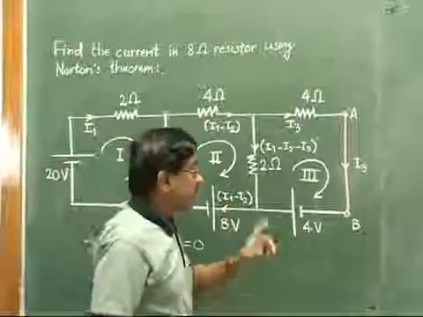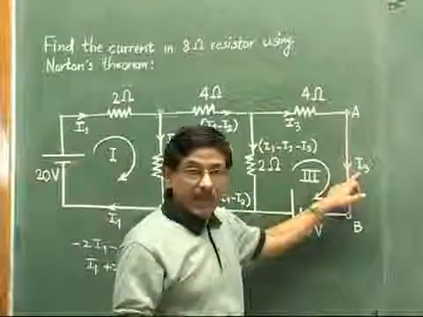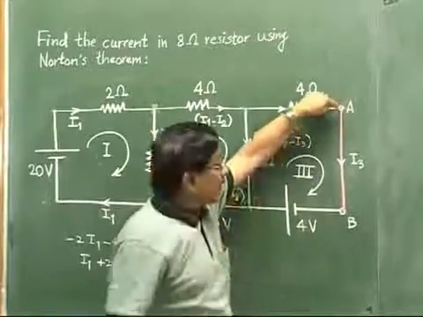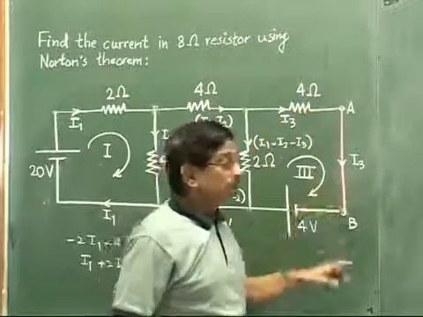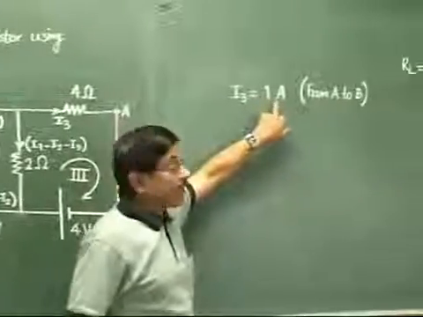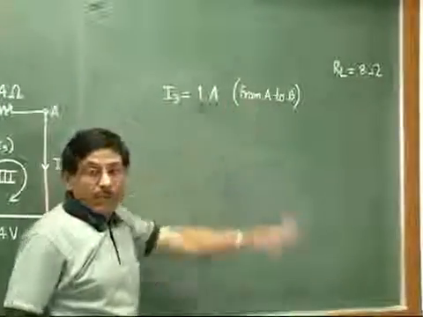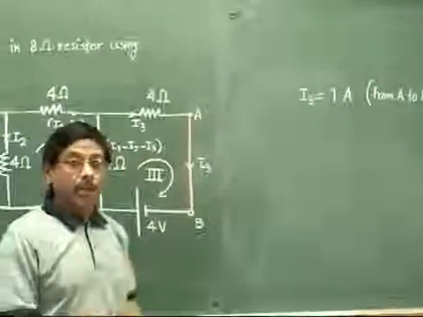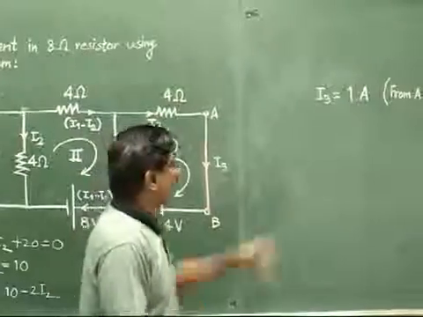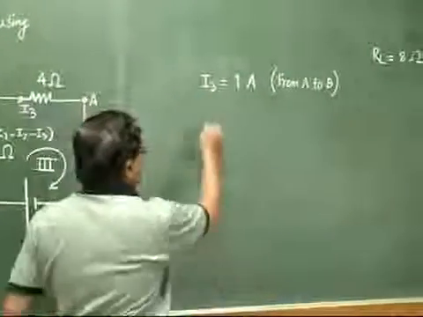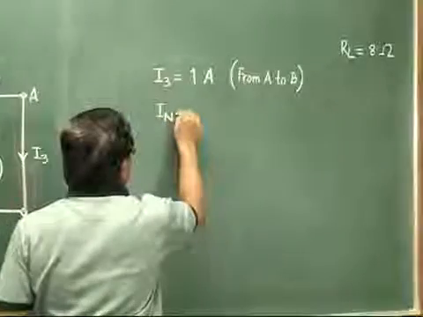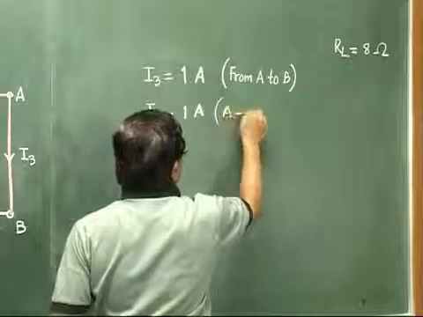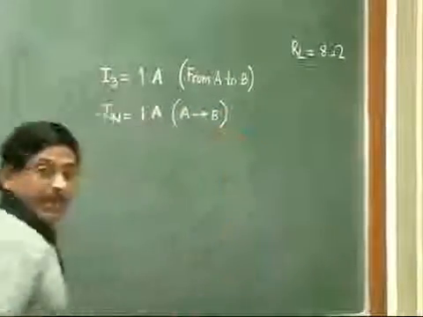So if you solve the equations, you will get the value of I3 as 1 ampere and you will get a plus value. It means that in the actual given circuit, the current must also be flowing from A to B. So I have written here I3 is 1 ampere and it is flowing from A to B. Really speaking, this is nothing but our value of IN, Norton's current source, equivalent current source. So this value I3, we can say that it is IN, which is having a value of 1 ampere, and it is from A to B. So this conclusion we want from this step.